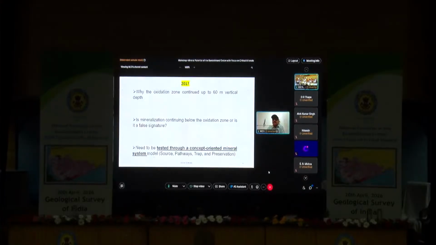So three things came to my mind. Why will oxidation continue up to 60 meters vertical depth? Is mineralization continuing with the oxidation zone? Is this a false signal, and we need to test it fast, to a concept-oriented mineral system model. And this type of thing is required for the pattern. So there is no doubt about it. Artificial pattern diagrams.